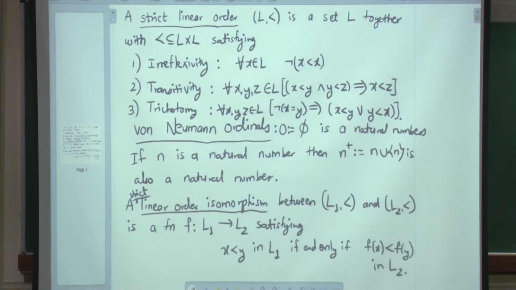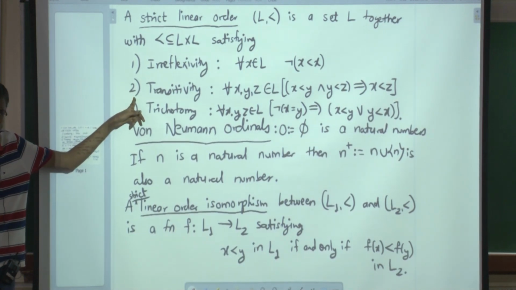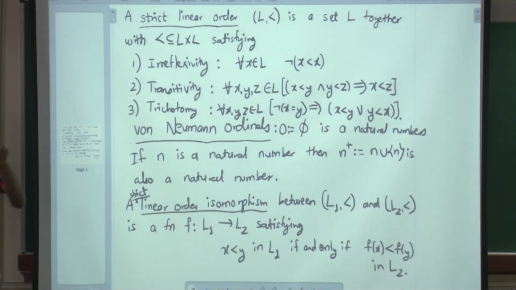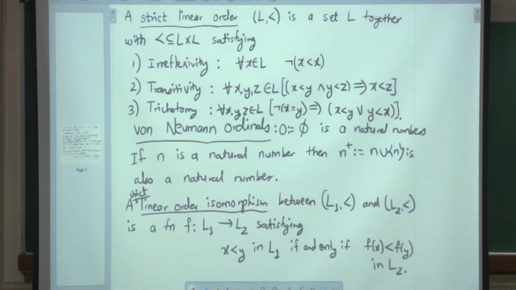Sir, why are we using the word strict here? Because normally what do we do? (L, less equal). We also include equality in that. So in that case, irreflexivity is replaced by reflexivity, then we have transitivity, we also have trichotomy, and we have one more condition, antisymmetry. Yeah, if x is less equal y and y is less equal x, then actually x is equal to y. So in that case it will be a weak linear order or just a linear order. But here I am purposely writing strict linear order.